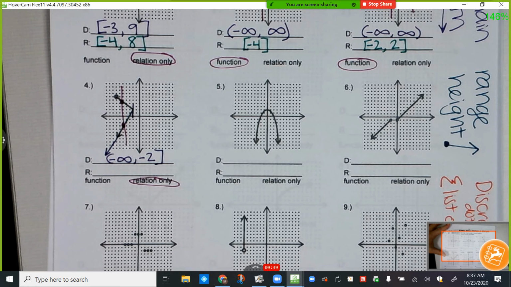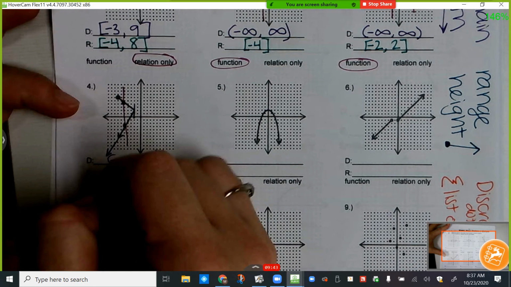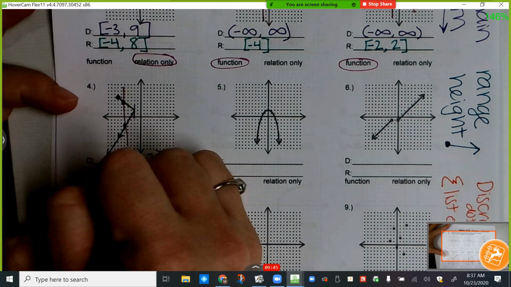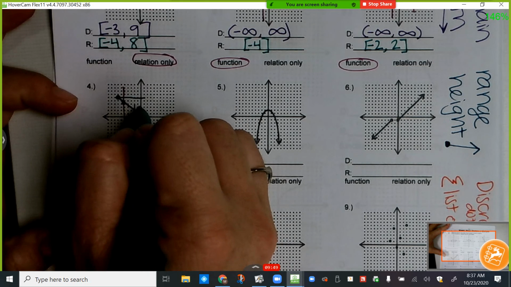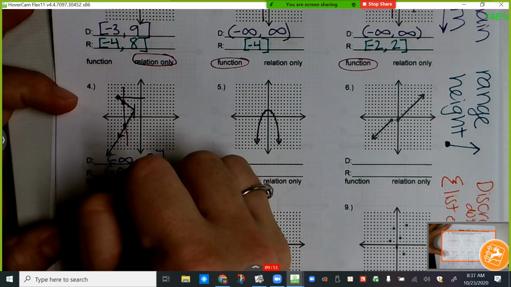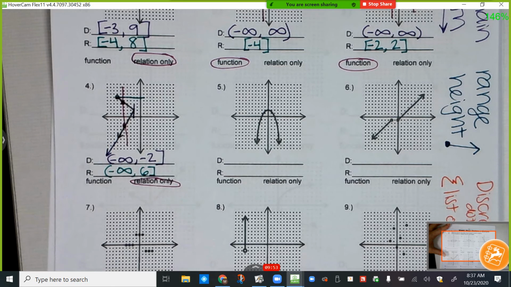Now, what's the lowest this graph is going to go for range? Negative infinity. And what's the highest this graph is going to go? Yep. 6 with a square bracket because it's got a closed dot. Any questions? Okay, so let's keep going.